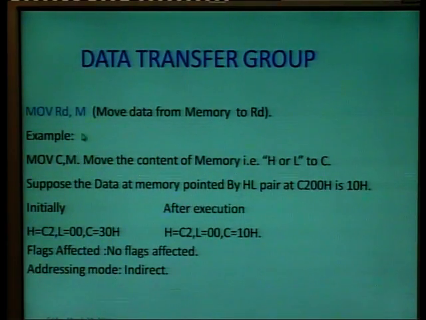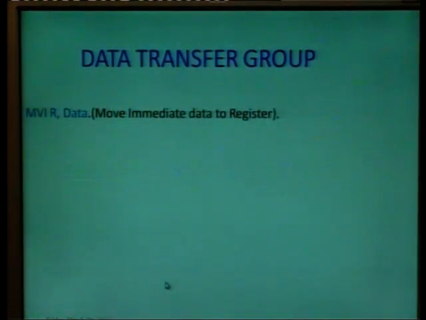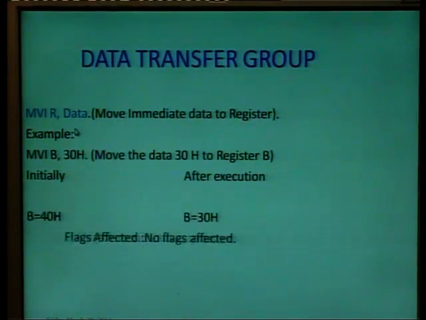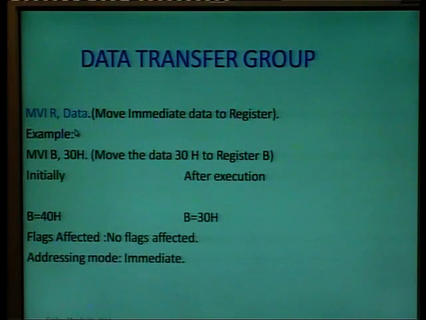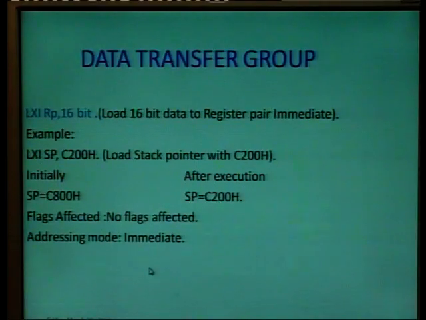Next is move data from the memory to the register. Before execution of this, the address of the memory must be in the HL pair. In this case, the HL register pair acts as a memory pointer. No flags are affected, addressing mode will be indirect. Then MVI R, data: data is immediately transferred to the register R. This is an example given. In this case also no flags are affected, and the addressing mode will be immediate addressing mode.